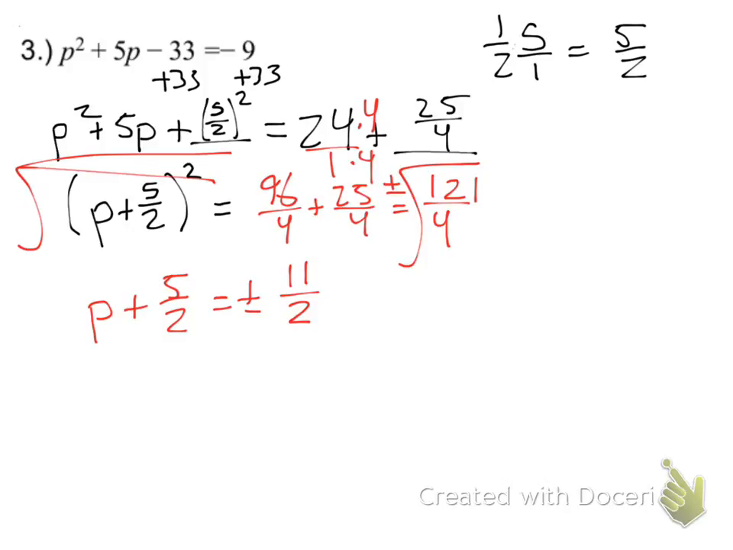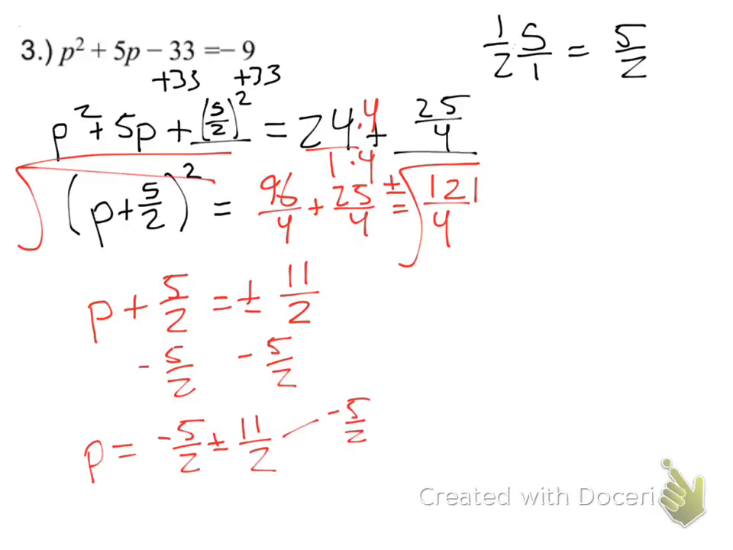Guys, it's important, like I told you, we're going to subtract 5 halves. Subtract 5 halves, and where does that 5 halves go? Before. So you get p equals negative 5 halves plus or minus 11 halves, because it's negative 5 halves plus 11 halves, which is 6 halves, which is 3, and negative 5 halves minus 11 halves, negative 16 over 2, which is negative 8.